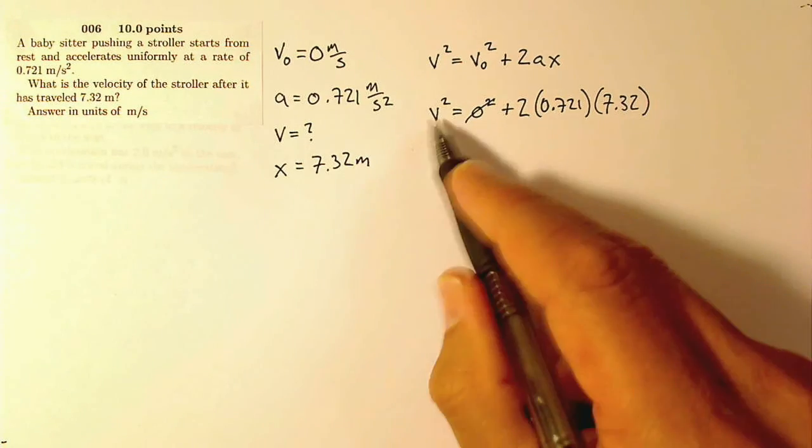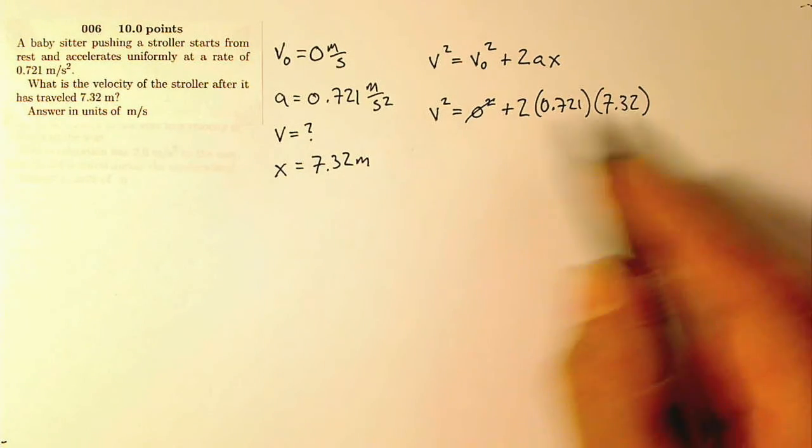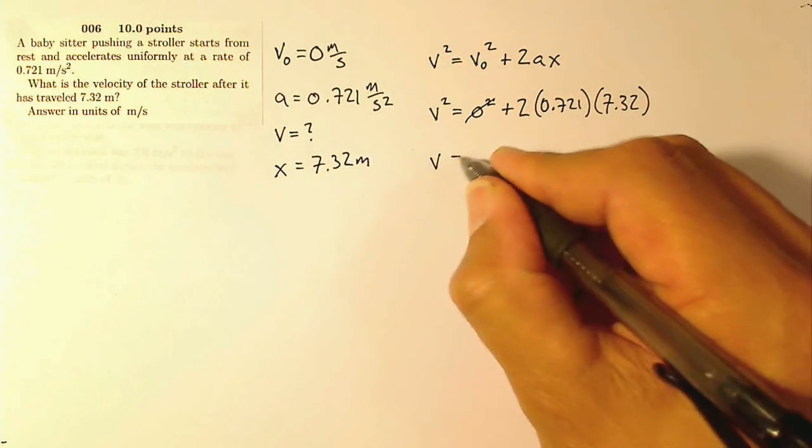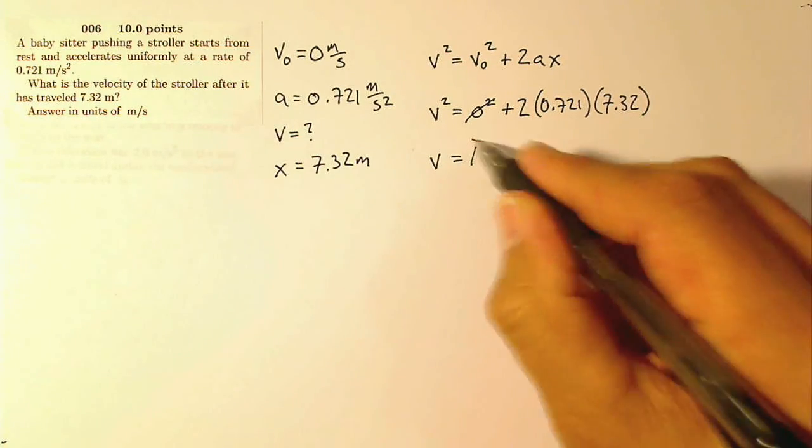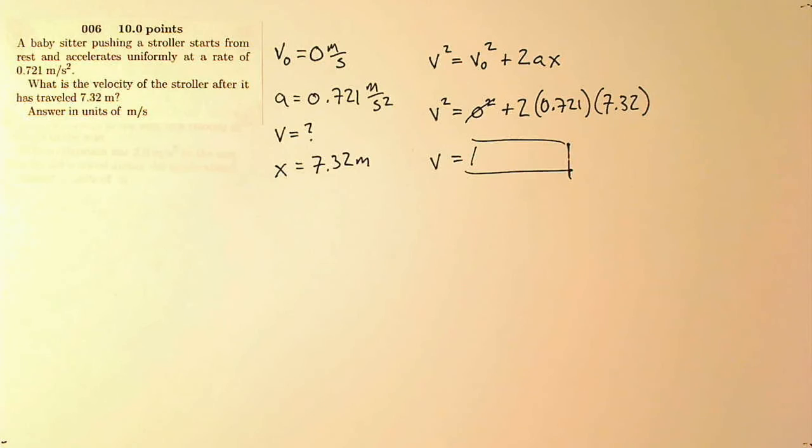So when I do this, and I square root both sides, I'm going to wind up with a final velocity, and this is just math. So that's going to give me a final velocity. And that's question number 6.